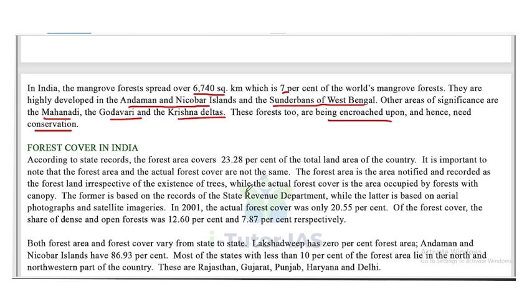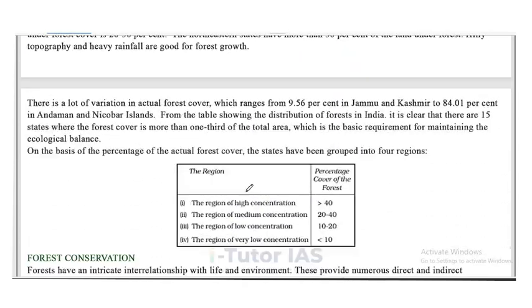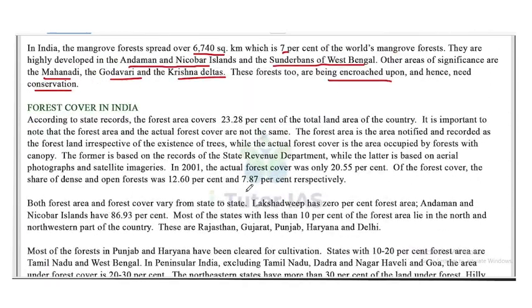Now, forest cover in India. According to state records, the forest area covers 23.28% of the total land area of the country. It is important to note that the forest area and the actual forest cover are not the same.